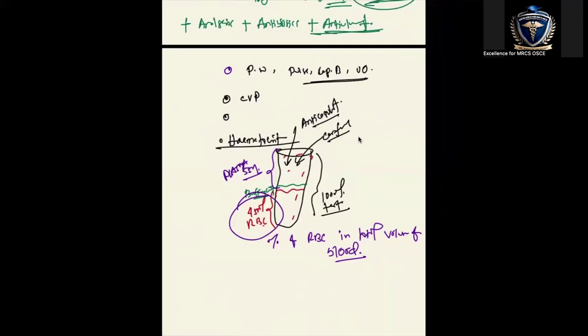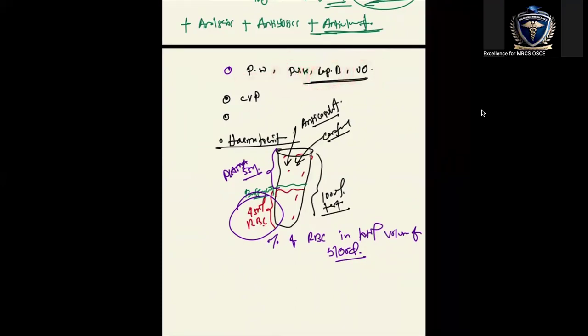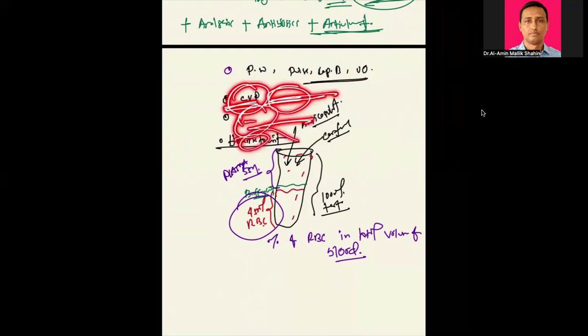So someone tell me, how would you assess the adequacy of the fluid therapy? The cardiac index. Exactly. Clinical measurement: peripheral perfusion, pulse, blood pressure, urine output. Then, when you are giving a fluid challenge, central venous pressure, then core temperature and rectal temperature, exactly, then hematocrit.